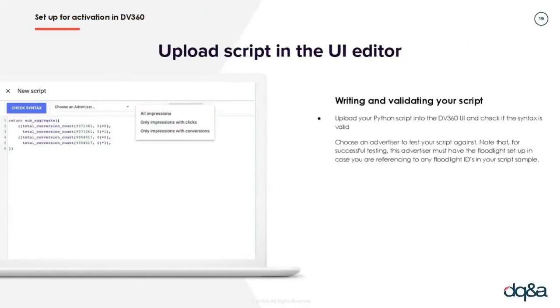The next step is to upload the script in the UI editor. What you're doing in this step is checking, first of all, if the syntax is valid. Once you choose an advertiser to test your script against, note that for any successful testing, this advertiser must have the Floodlight set up in case you're referencing it, so in case you're using any particular Floodlight ID in your script sample.